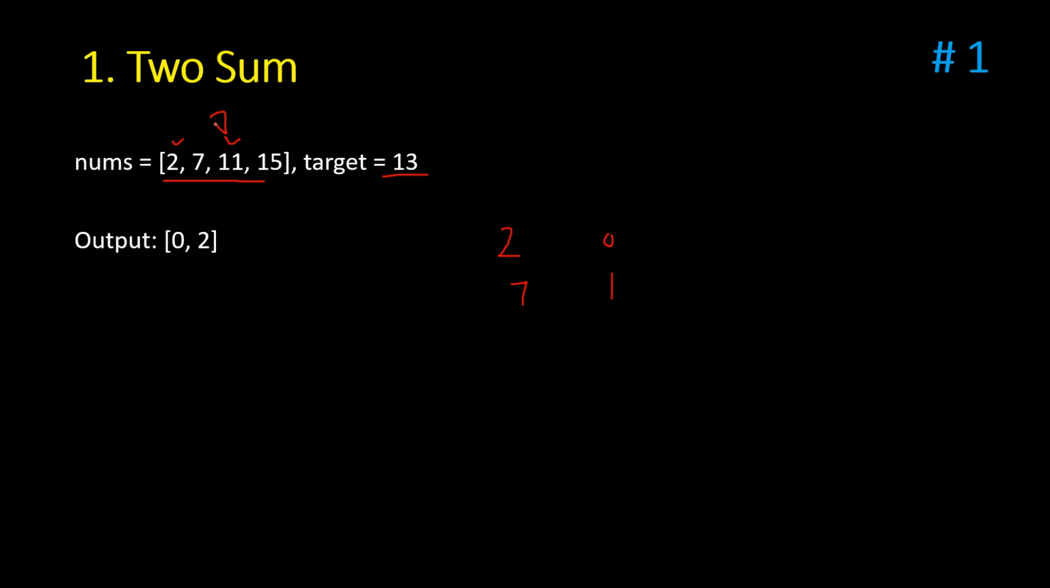When you reach 11, you look for 2, because the remaining number is target minus 11. You look in the map, you find 2 at index 0, so you return 0 and the current index, that is 2. In this way you reduce the time complexity to O of n, but you will have a space complexity of O of n as well due to the hash map. Now let's see the next problem.